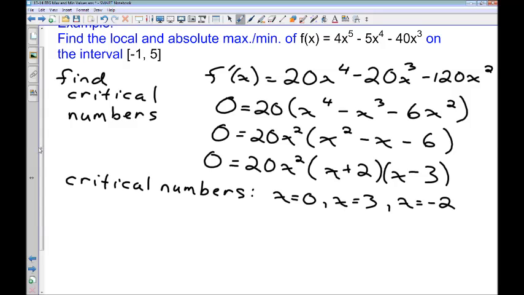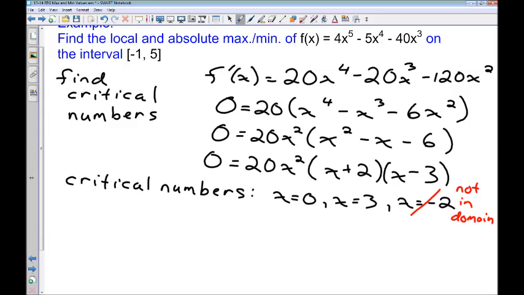It is not in the domain of our function, because our domain is negative 1 to 5. So we can basically ignore this point from here on in. Okay? Not in the domain. So now we've got two possible places to look for our local maxima or minima. And then when we get to the end, we're also going to take a look at our endpoints to see which is our absolute maxima or minima.